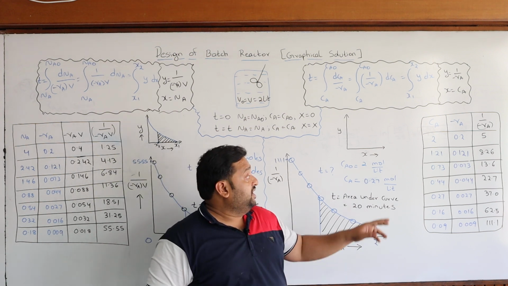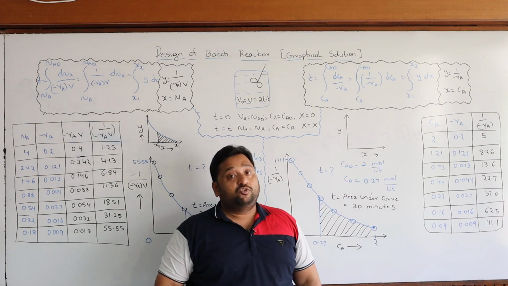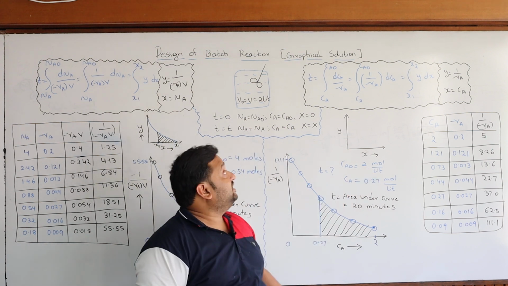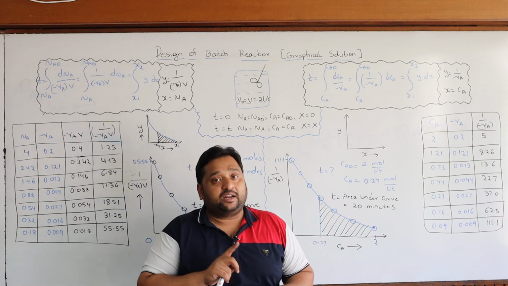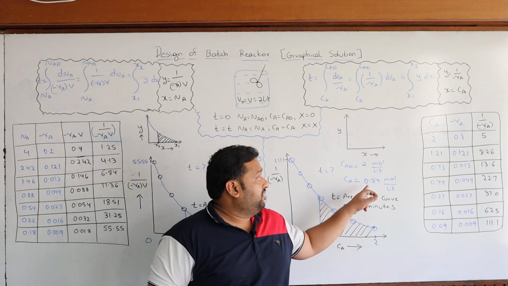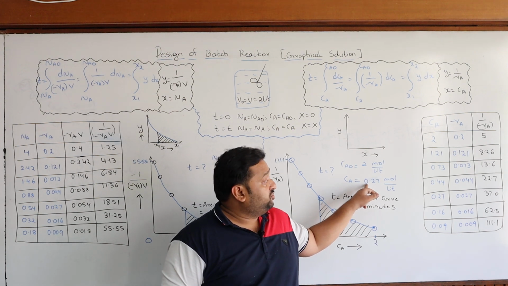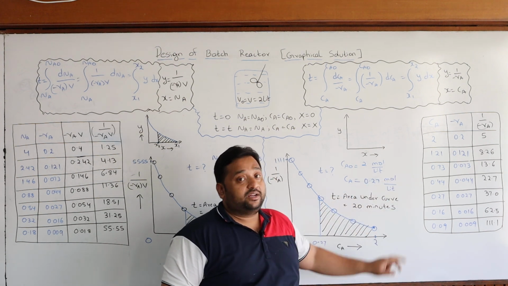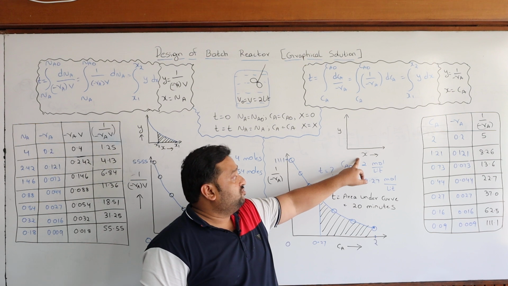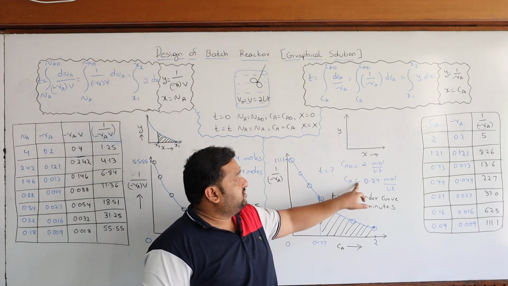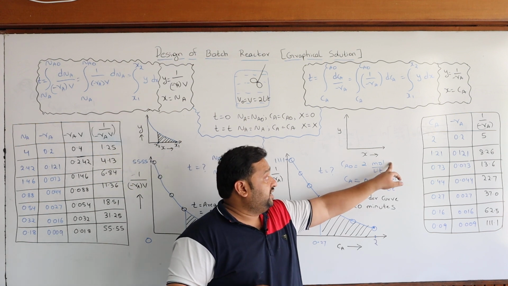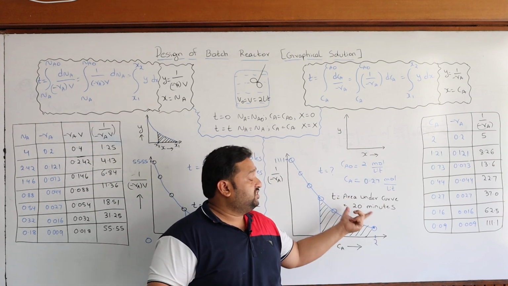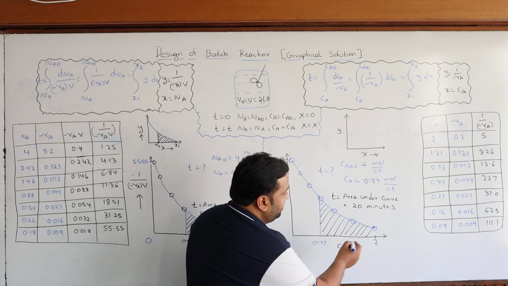What time? I have started with a concentration of 2 mole per liter in the reactor, that means the initial concentration. I want to find out at what time my concentration of A will be reduced to 0.27 mole per liter. My starting concentration is 2 mole per liter, and the ending concentration is 0.27 mole per liter. To reduce the concentration from here to here, how much time is required? It is very simple.